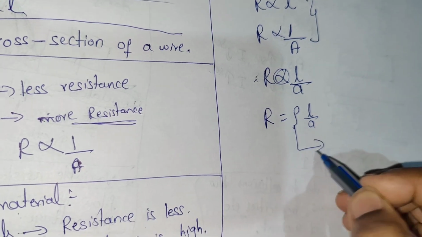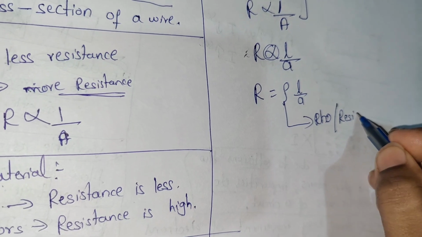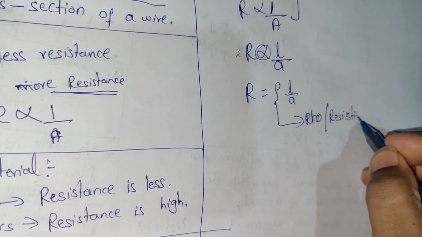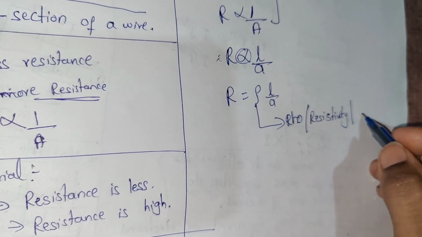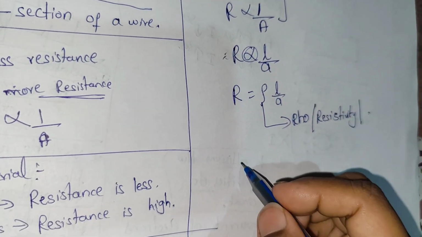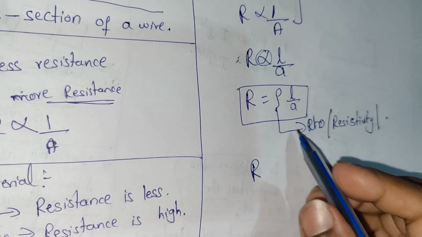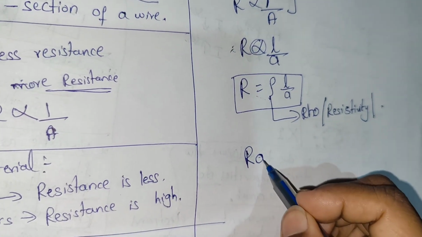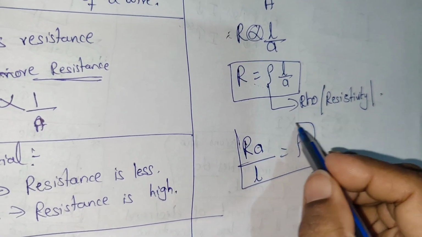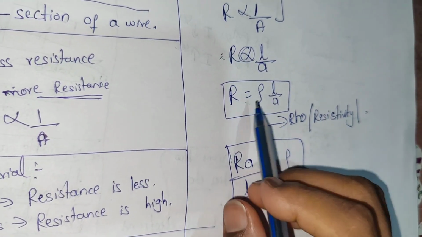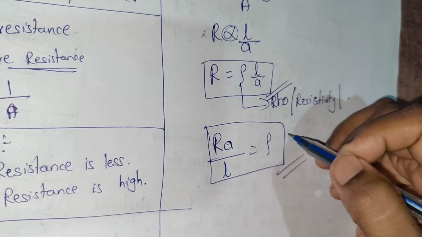This proportionality constant is known as rho or resistivity or specific resistance. So this formula can also be written, cross multiply, R A by L is equal to rho. Like this also we can write. By using these formulas we have to solve the problems. So it is very much important, children.